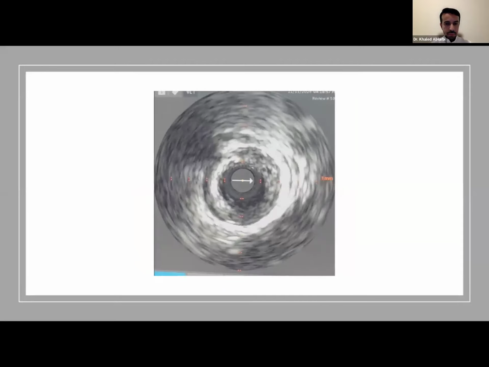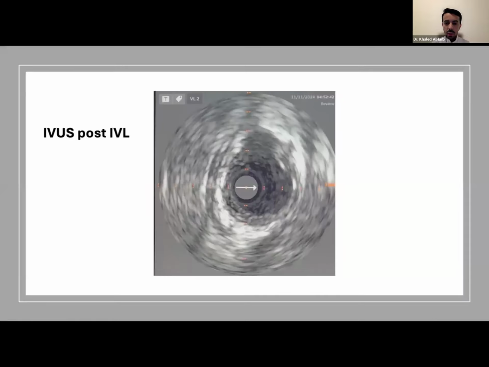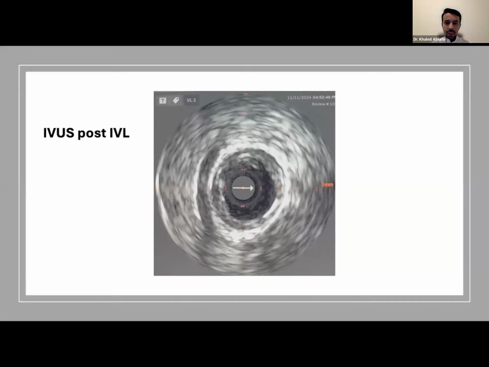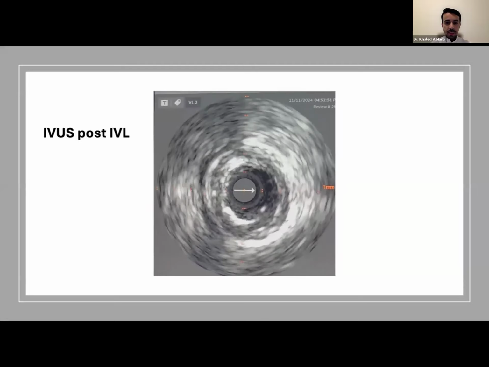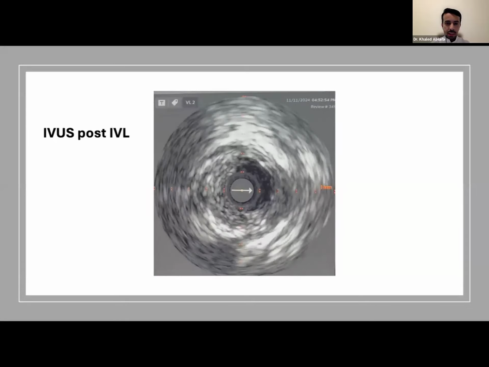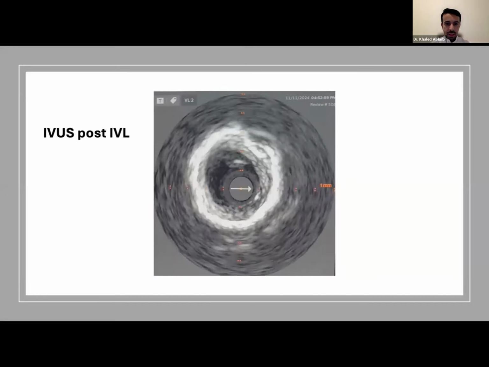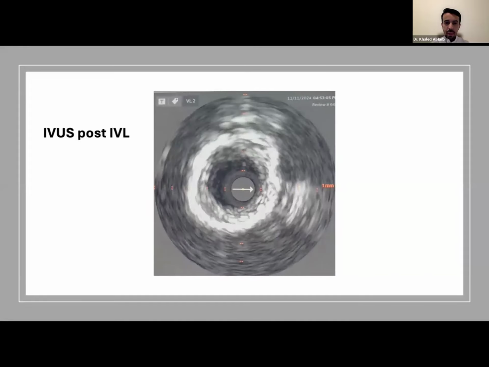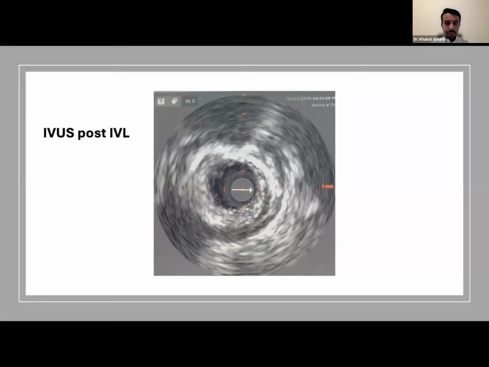So next, we used a shock wave for this lesion just to prepare it and debulk it. And then we did IVUS post IVL, just to make sure we cracked that calcification and to implant a stent in this young male patient. So as you can see here, there is cracking of the calcium post IVL or shock wave. There's some deep calcification, but all superficial was cracked with the IVL.